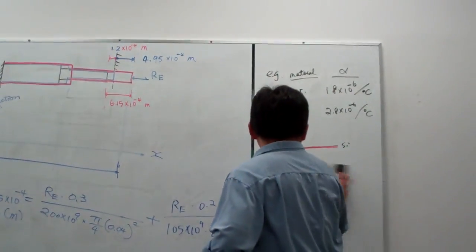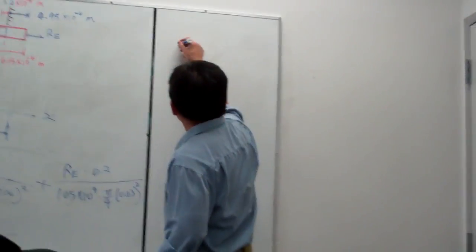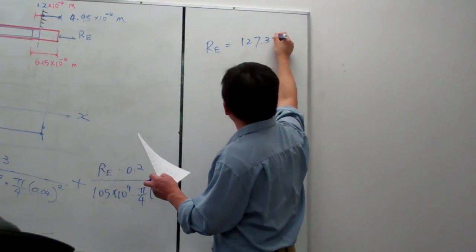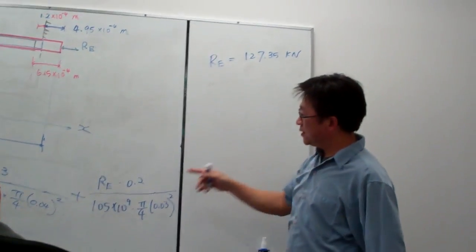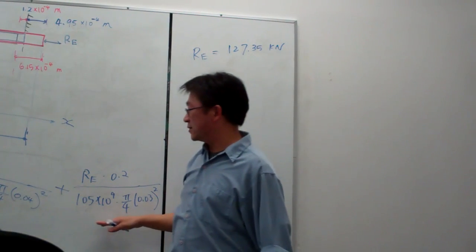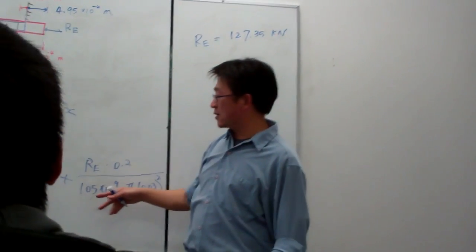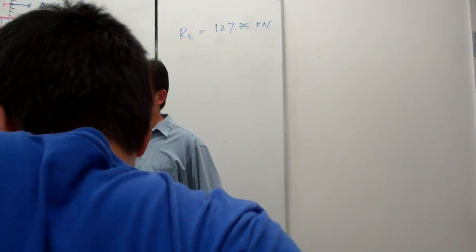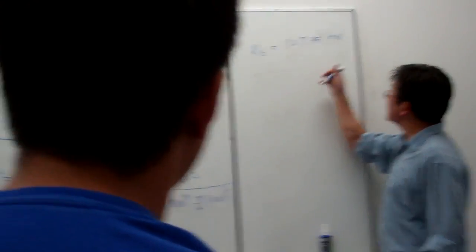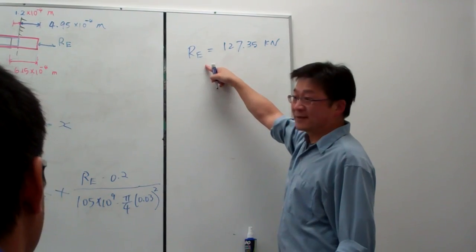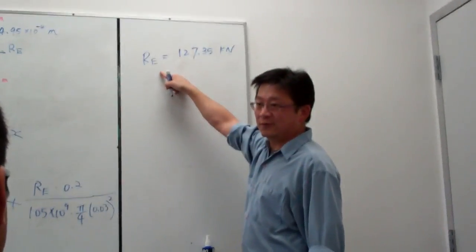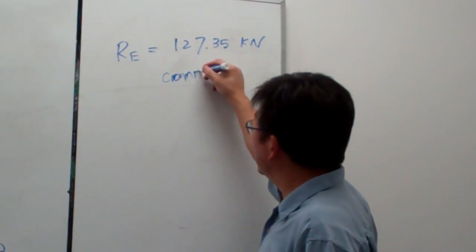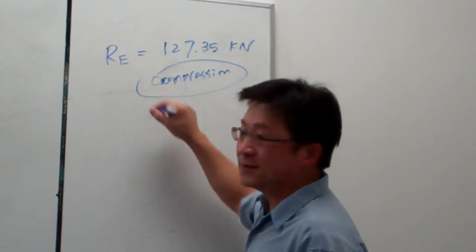So from here we can solve for RE. RE equal to 127.35 kilonewtons. And again, in this calculation, the unit on the right-hand side will be in meters. So you have to take care of the units for the reaction. Actually, the reaction RE should be calculated in newtons, and here I converted it into kilonewtons. So this is this number, and RE apparently is compressive. So that means in terms of the task, we should put compression. And put this word, okay?